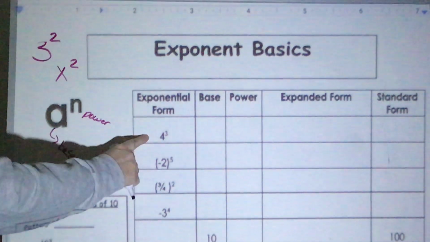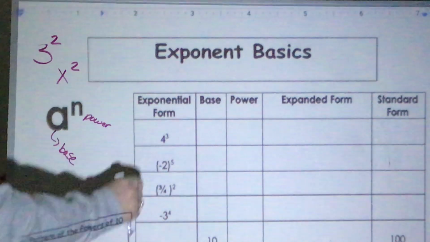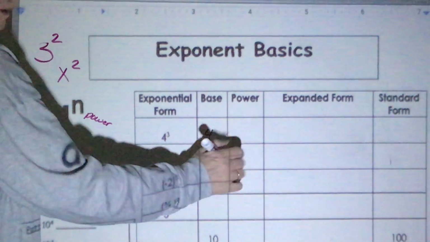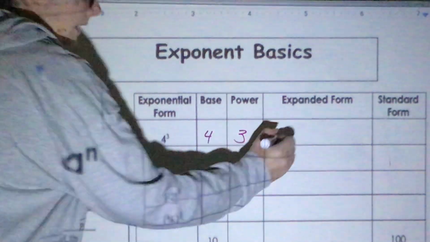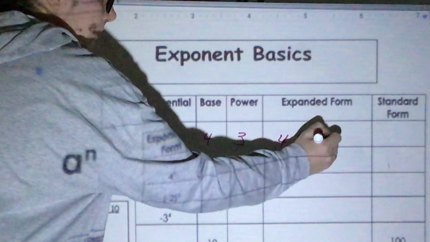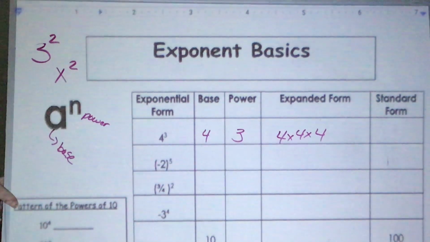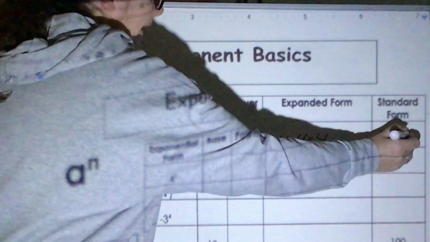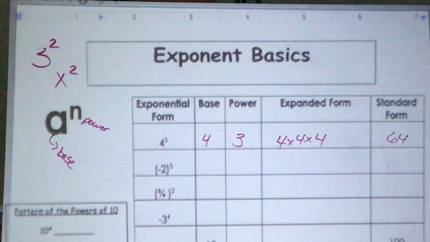So for example, in exponential form, if you saw 4 cubed, or 4 to the third power, the base number is 4, that's the larger number. The power is the 3. And what this actually tells you to do is to take a 4 and multiply by itself 3 times. So you're taking 3 4s and multiplying. 4 times 4 times 4 would be 64, and that's what we call standard form. Standard form is when you say what it equals.